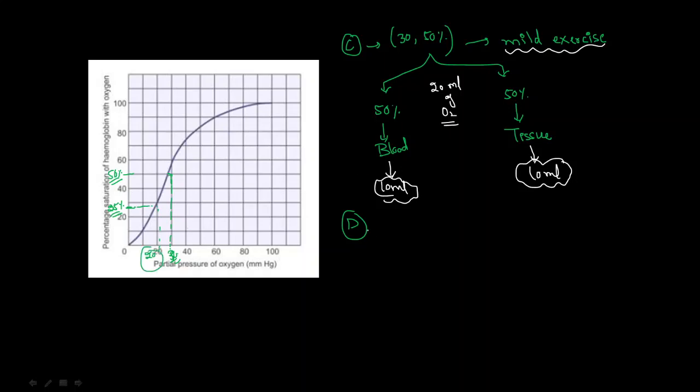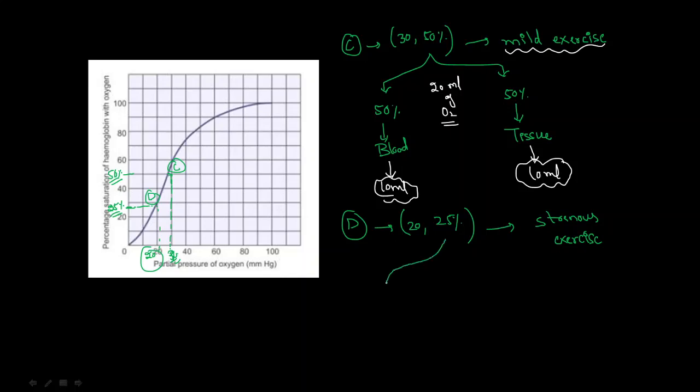So for D, I can write, this was C, this is D. For D, we can write the coordinates. The coordinates will be 20. Partial pressure of oxygen is 20, and at that partial pressure, 25% of hemoglobin will remain saturated with oxygen. And this condition happens when we are doing a lot of strenuous exercise, a very heavy exercise.